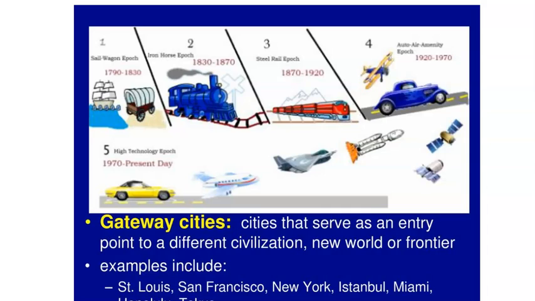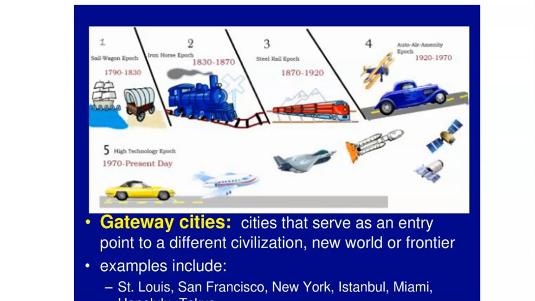In the second wave, we see the iron horse epoch, so we see the construction of railroads. Then we see in the third wave, we've got the steel ray epoch. And then in the fourth one, we see the auto and air amenity epoch. And then currently we are in the high technology epoch. So from 1970 to present day, we see multiple automobile homes, for example, families with multiple cars.